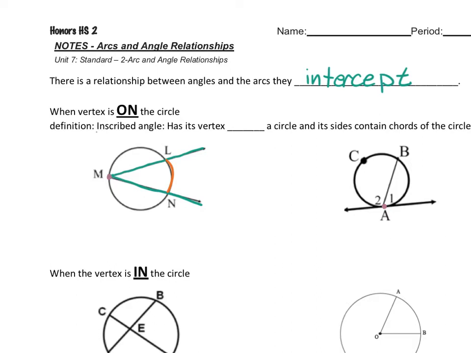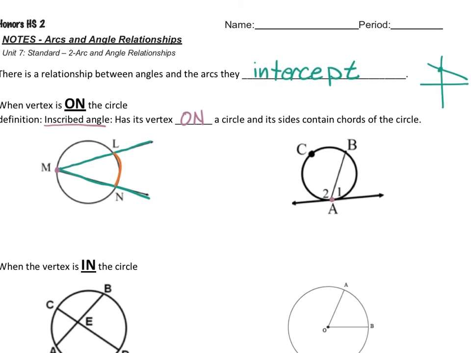Okay, now I need to give you a vocabulary word here. An inscribed angle is an angle that has its vertex on a circle and its sides contain chords of the circle. Go ahead and underline chords as well. That's important because not both of these are inscribed angles, right? We have this angle on the left here, and then we have some angles over here, but not all three of the angles that we see here are inscribed angles. It has to contain chords of the circle. And remember that a chord is a line segment with its endpoints on the circle.